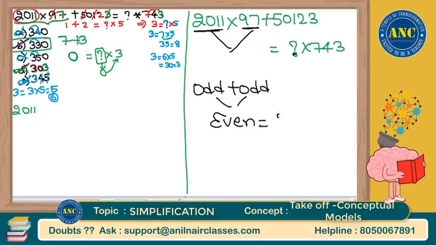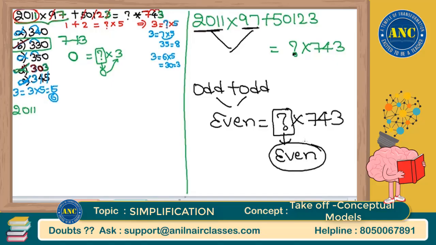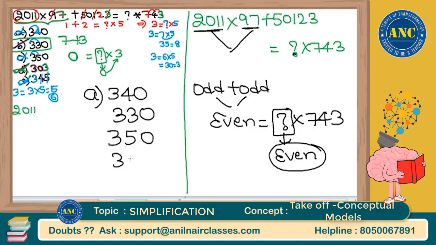Left hand side is an even number, so the right hand side also should be even. Something into an odd number should give me an even number, so that something should be an even number. From this logic, good that you thought in that direction, sir. You are very good in thinking in that direction, but the only disadvantage with this is you might have multiple options.